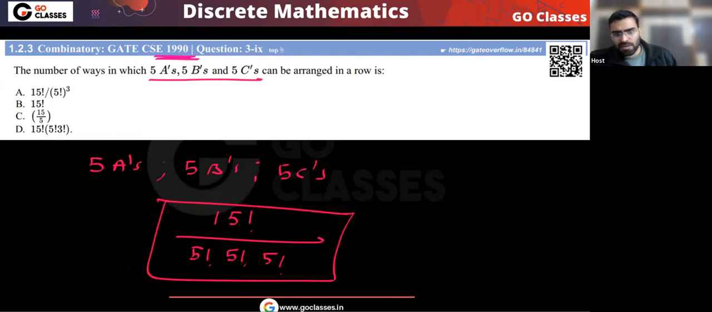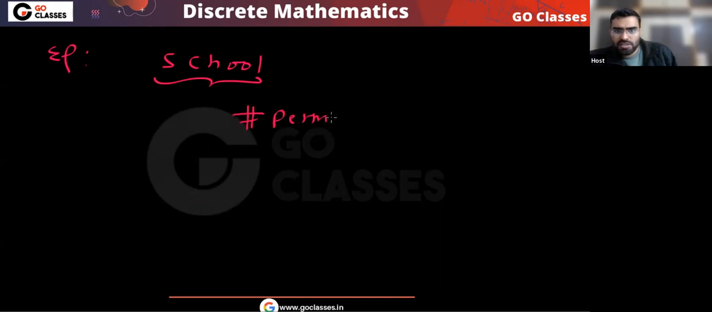Another example you can take, for example, SCHOOL. How many permutations are there? Tell me. Here the number of permutations, what is that? The number of permutations is 6 factorial divided by 2 factorial. This 2 factorial is coming because of this O.